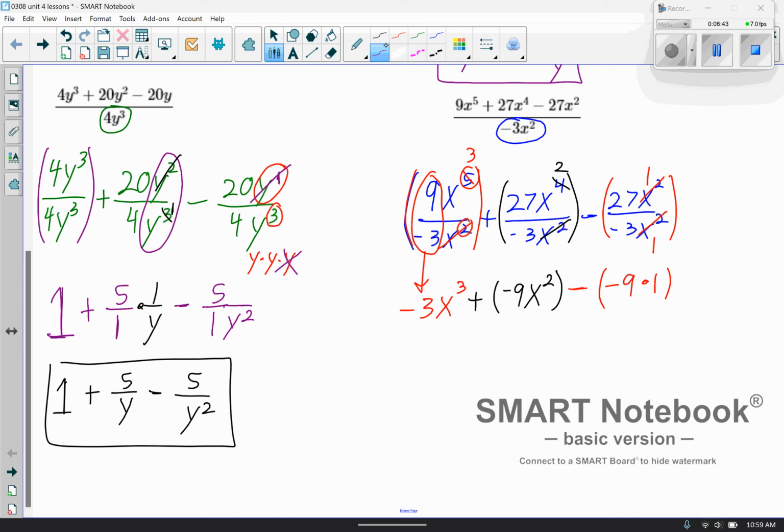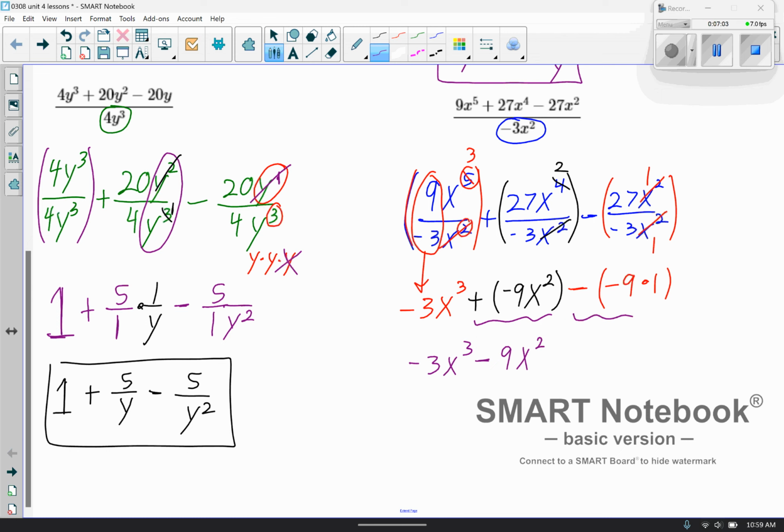And then we just want to clean this up a little bit. So we have our negative 3x cubed. And then if adding a negative, we're going to go ahead and change that to minus 9x squared. So whenever you're simplifying, less is more. So the less you have written on your paper, the more simplified it's considered to be.